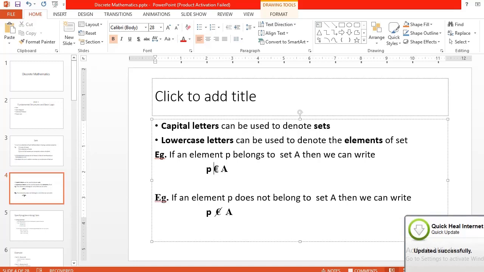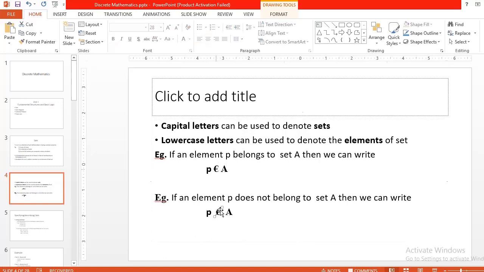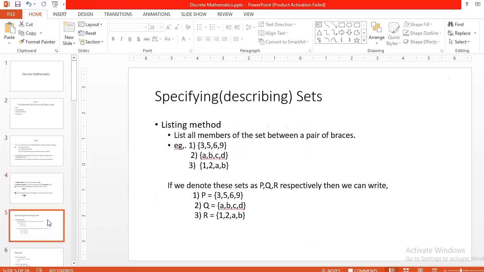Suppose the element p does not belong to set A, then how can we write this? Symbolically we can denote it as p does not belong to set A, and we read it as p does not belong to A. So this is the example of p belongs to A, and this is the example of p does not belong to A. So these are all about sets.